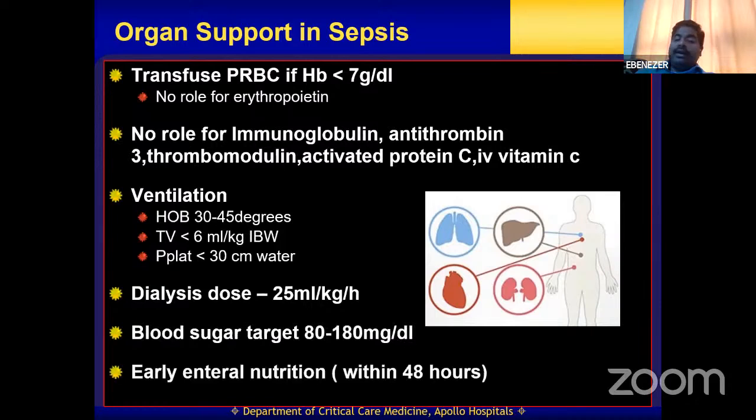Okay, and blood sugar target, etc., I have told you. Early enteral nutrition within 48 to 72 hours. So as early as possible, you have to feed the patient. You know very well, gut translocation leads to sepsis. As a result, you have to avoid that. You have to give fuel there. So please try to avoid that.